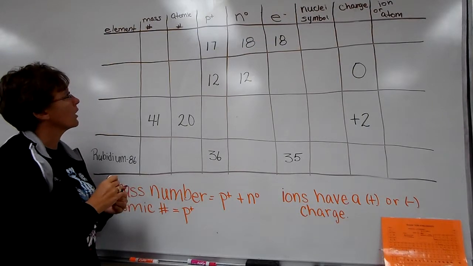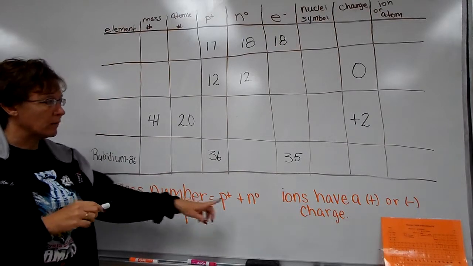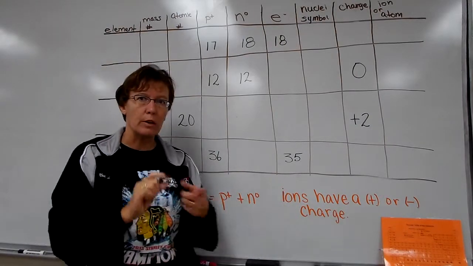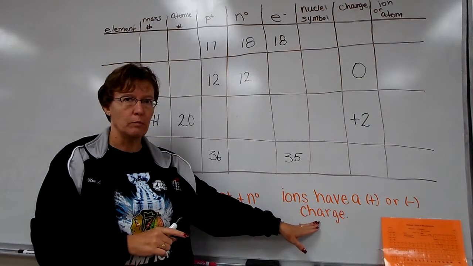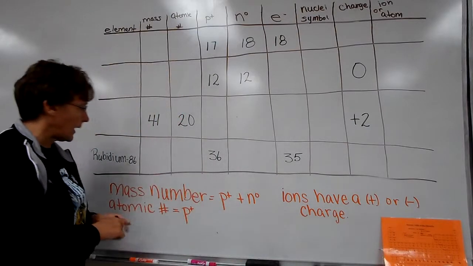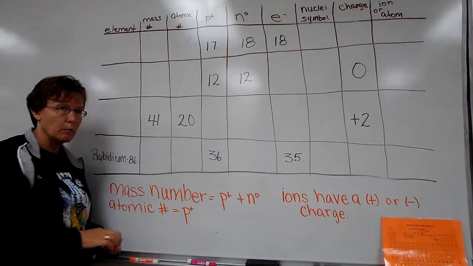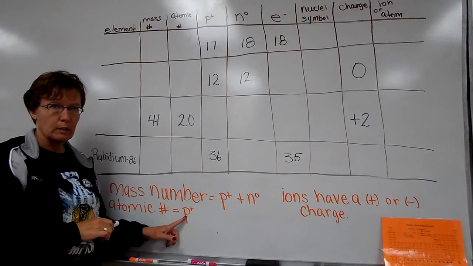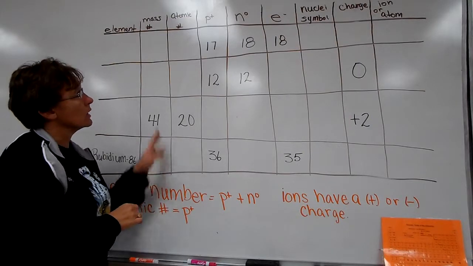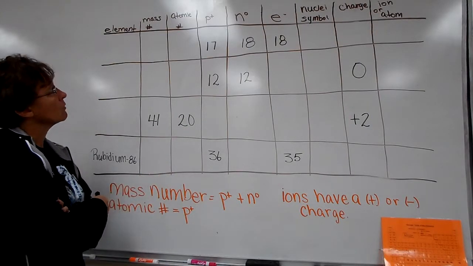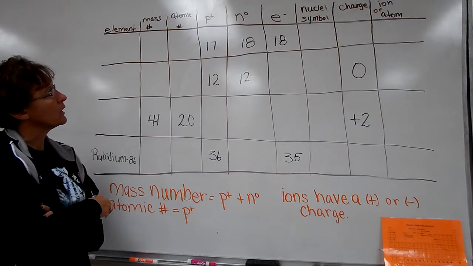Okay? Ready to go? So we talked about, in our last video, about the fact that ions, because they're either gaining or losing one or more electrons, have a charge. Okay? In the past, we talked about the mass number is the number of protons plus neutrons. Atomic number is just the number of protons, which, if you remember, is equal to the number of electrons. So let's see if we can figure some of these things out, okay? And use our new knowledge of ions to do that.